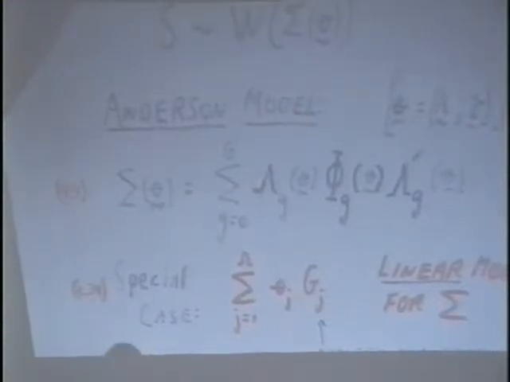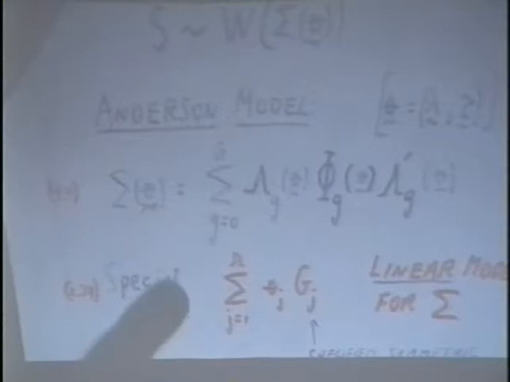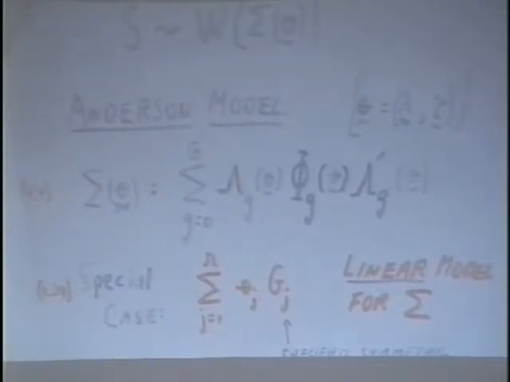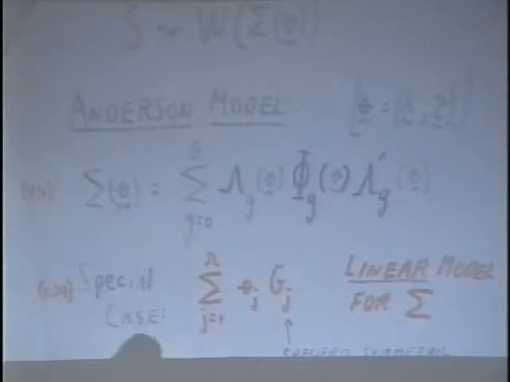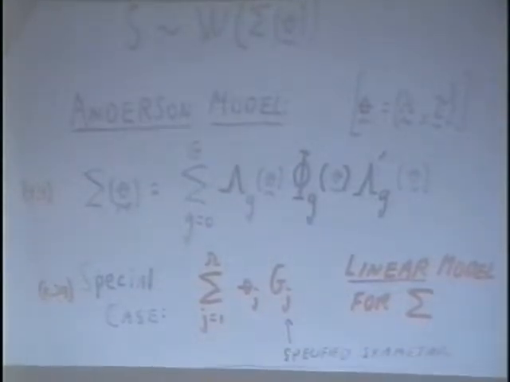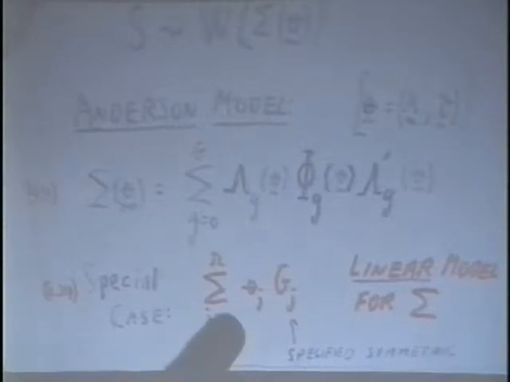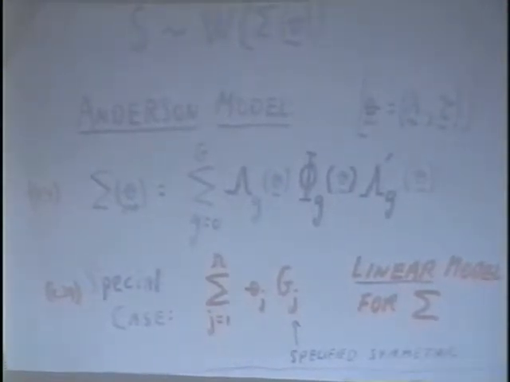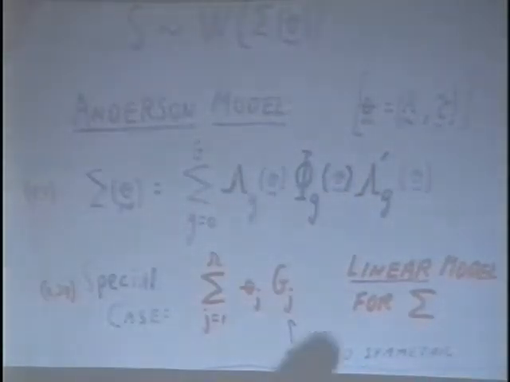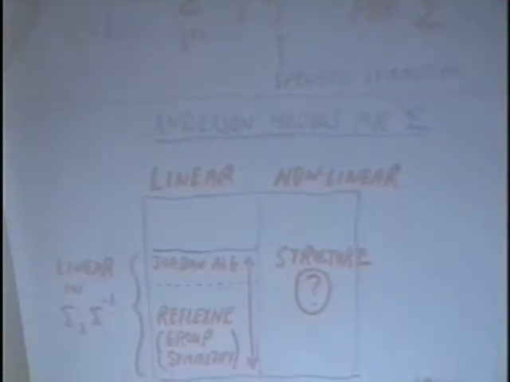There's a special case which Professor Anderson did not get to, but I have, having the advantage of the paper, singled out. The special case is what you can think of as a variance components model, where the covariance is a linear combination of specified symmetric matrices G. The coefficients theta, the unknown coefficients, comprise the unknown theta vector here. This is a linear model for the covariance. So I've given my subjective view of the class of Anderson models, the linear and the nonlinear.